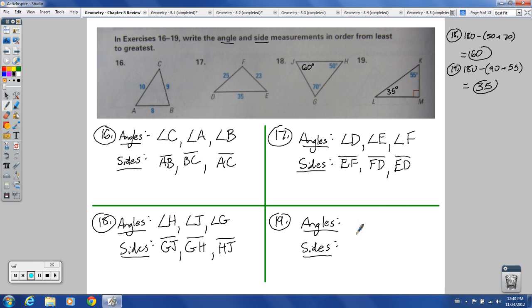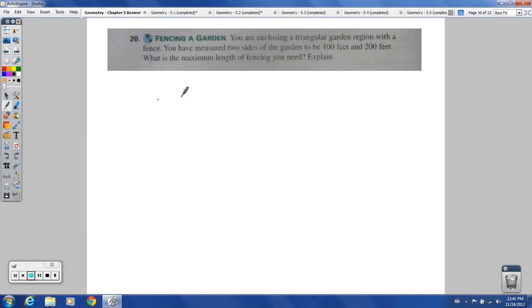And so for the angles here in this one, smallest angle is a 35, that's L. And then angle K is 55, and then angle M is the 90. And then the sides are going to be KM across from the 35 is the smallest. LM across from the 55 is in the middle. And KL across from the 90 is there at the end. So it looks like we're good to go. Remember that the letters in the segments can be switched around and they're still the same segment.